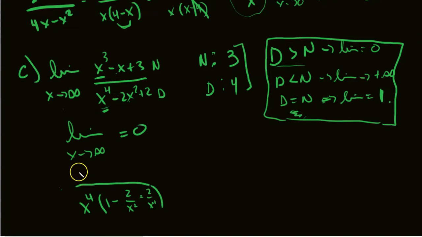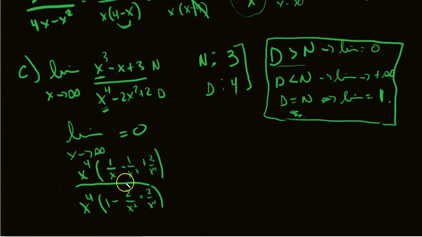And the numerator, you can also pull out x^4. You'll just have to adjust the factors inside. So 1 over x minus 1 over x cubed plus 3 over x^4. And you can see, guys, if you multiply all this out, you'll get back this original equation.